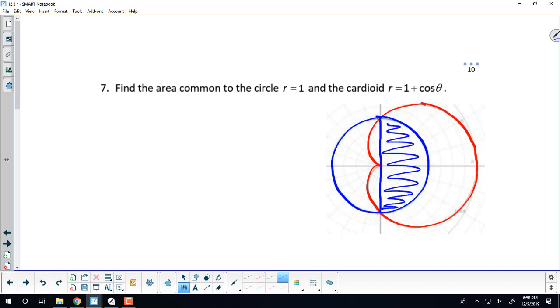So if we find all of that area and all of this area, then we have our answer. So let's just do it this way and say that the area of the blue region is just half the area of that circle. And the blue circle has a radius of 1. So it's just half pi.